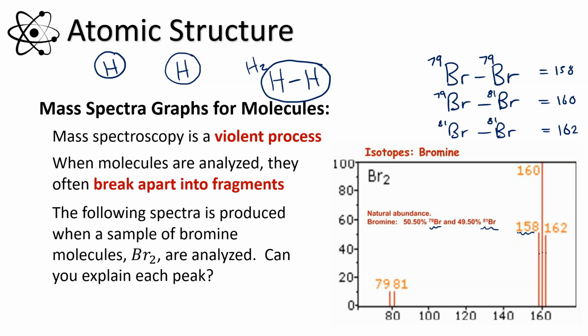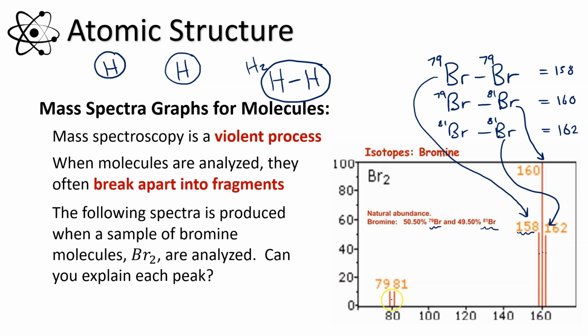Some of the Br2s are this type. Let's use arrows to connect all these. That's the 158 peak we're seeing. Some of the Br2s are this type. That's the most common type with a mixture of each isotope. And some are the 81-81 type, hence the mass of 162.